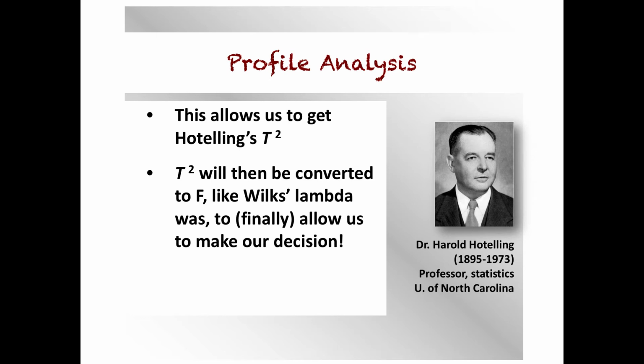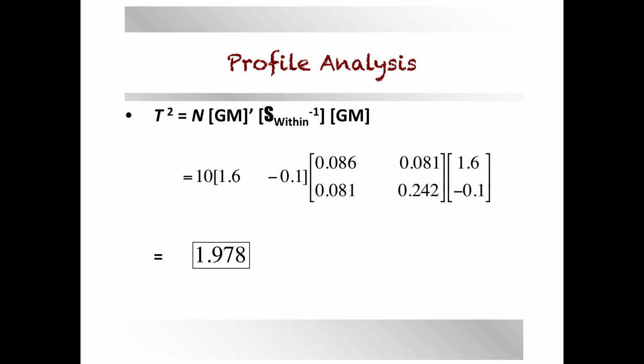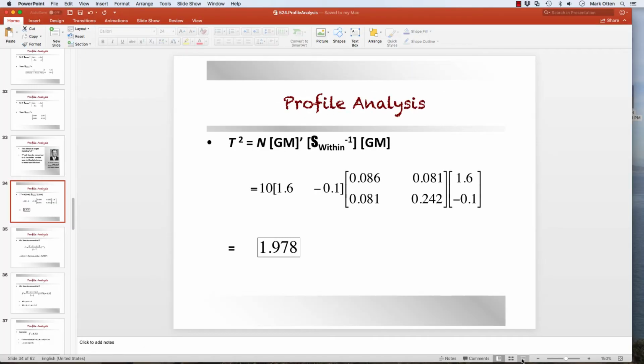but it will get us to our decision. So here is your Hotelling's t-squared formula. That inverse that we just took is the middle term, so that 0.086, 0.081 matrix came from a couple slides ago when we took the inverse of the sum of squares within. Then the capital N out there is how many people we have in our study. So we have 2 groups of 5, total of 10 people. And then the grand means 1.6 and negative 0.1.